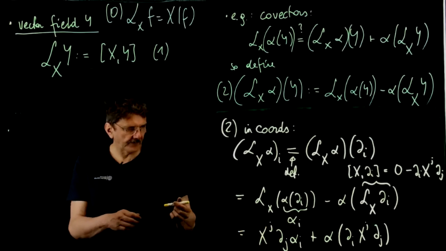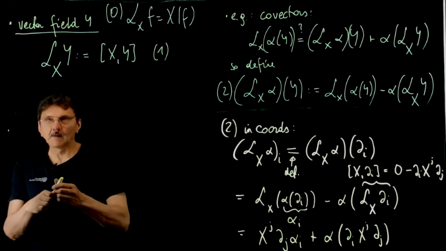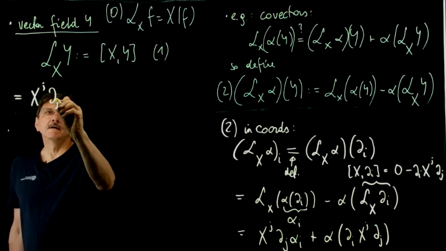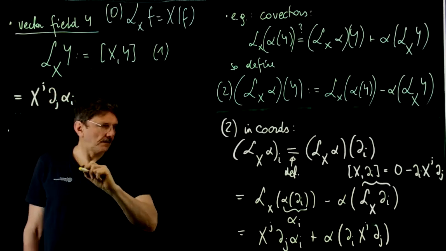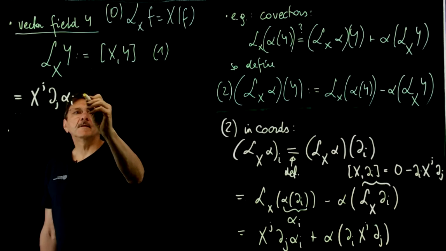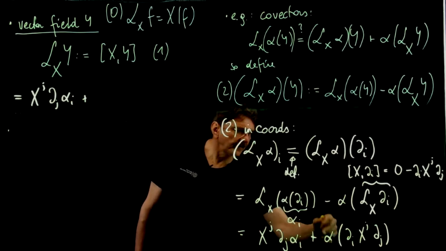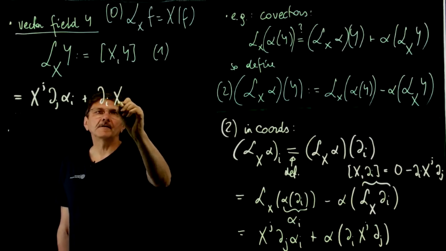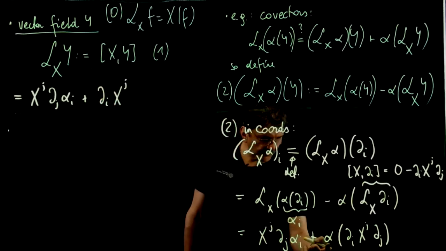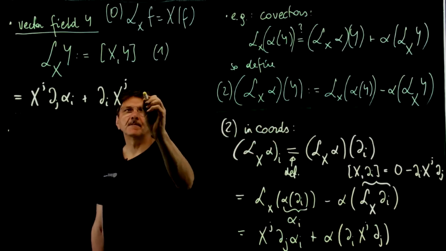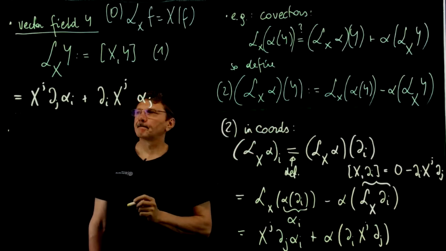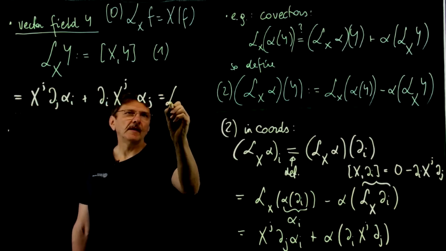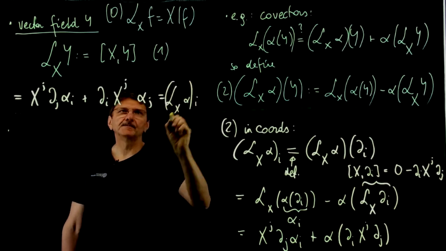So this is, as I said, xj dj alpha i plus... alpha is linear, so this goes in front, di xj, and you get what remains, alpha of dj, which is alpha j. Okay. This is the Lx alpha i component.